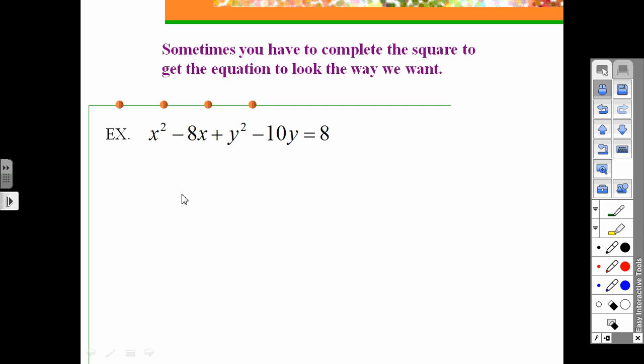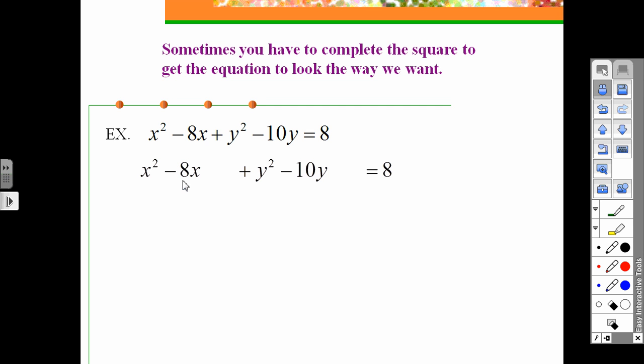So what we're going to do first of all is take this equation and separate it out, grouping the x's together, grouping the y's together, but leaving some space in between. And if this 8 happened to be on the left side, you would move it to the right side because you want that to be over here. It's going to help us come up with the radius.